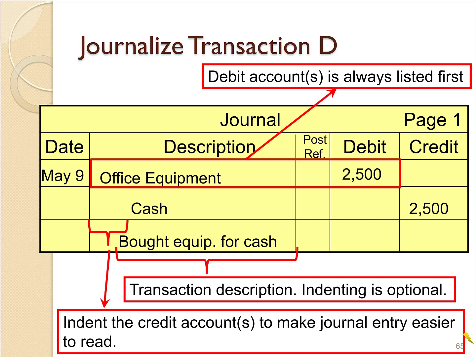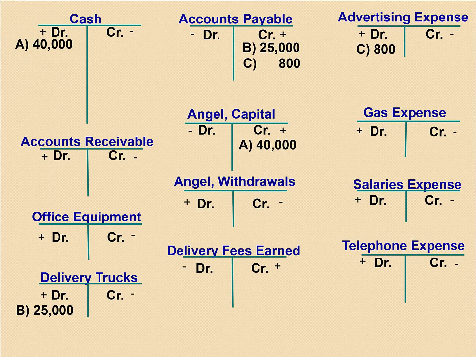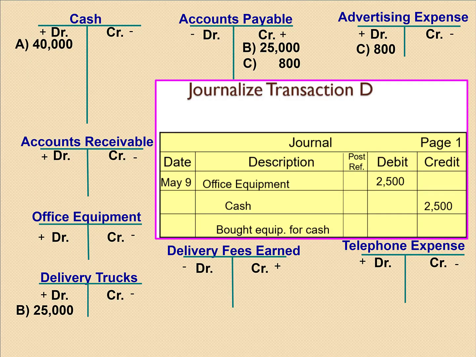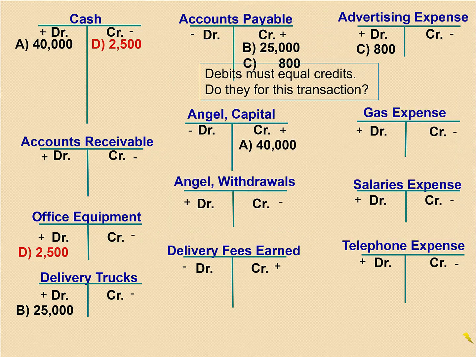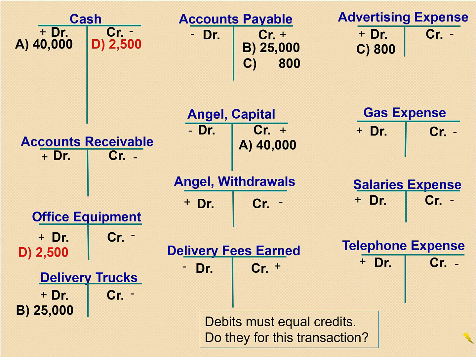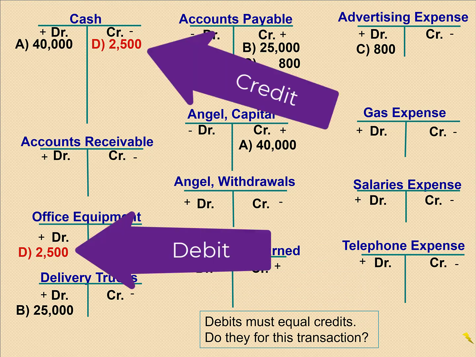So anytime we do a journal entry, we then have to post to the ledger. And in this project, the ledger is in the form of T accounts. So here's our transaction. We're going to post a debit to office equipment, put the letter D for transaction D, and then we got cash going down by $2,500, letter D. And then of course the last thing we always check: do you have debits in this transaction that equal credits? Well, we've got a $2,500 debit and a $2,500 credit.